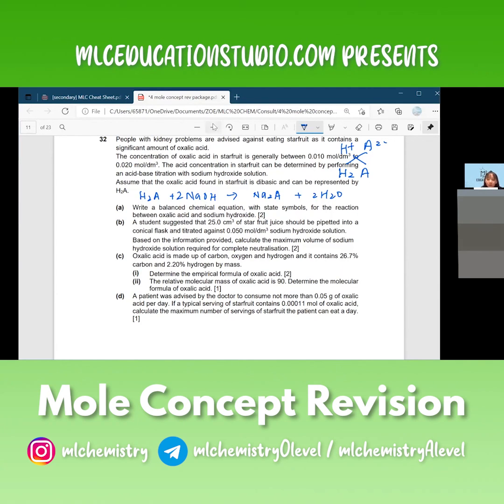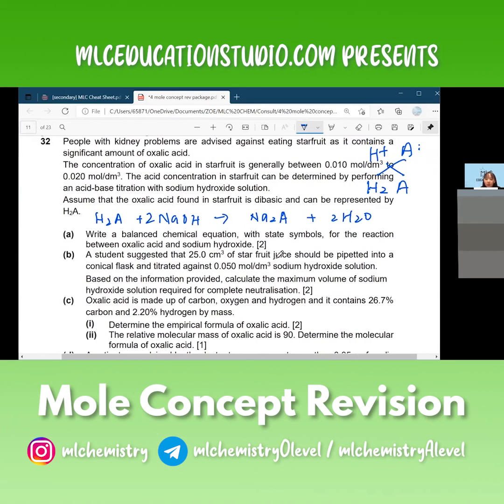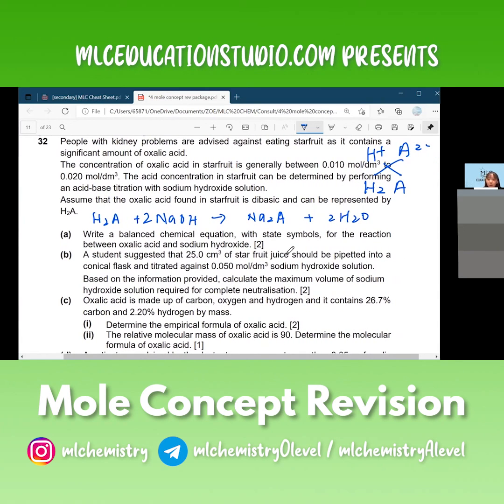Okay, part B, the student actually takes out 35 cm³ of the star fruit juice. Star fruit juice basically is just the H2A. And titrate it against the NaOH. Based on the information above, calculate the maximum volume of NaOH needed.